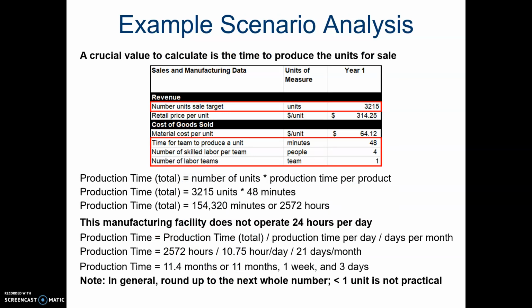So this is a crucial value to calculate: the time to produce the units for sale. If you look, you can see the number of units and then how much time it takes. For this particular thing, it takes 48 minutes to produce one unit. It takes 4 people to do that, and you have one team. So you have a team of 4 that are creating one unit in 48 minutes.